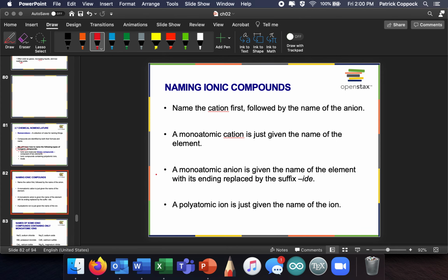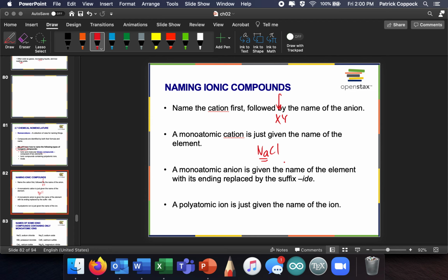So first of all, when you're naming ionic compounds, you name the cation first. And the cation is going to be the element in front, right? So the cation always goes in front. You name the cation simply. The cation is named the name of the element, right? So let's use this one as an example. This is sodium as an element, but when it's a cation, it's also called sodium, right?